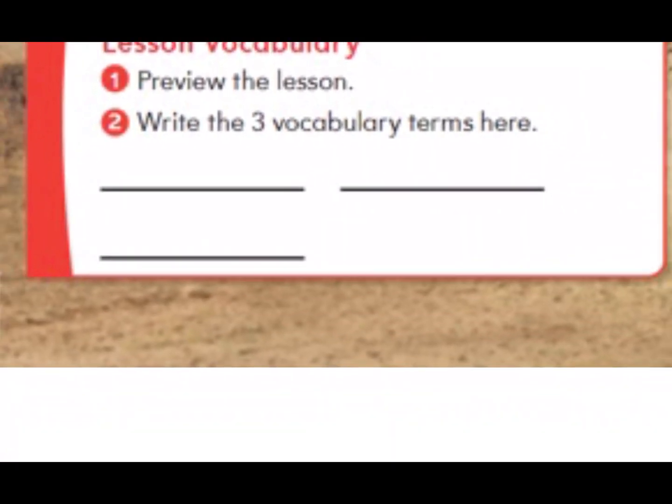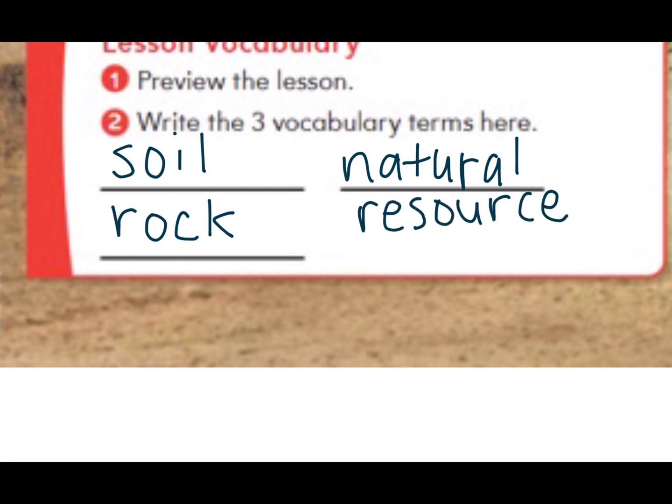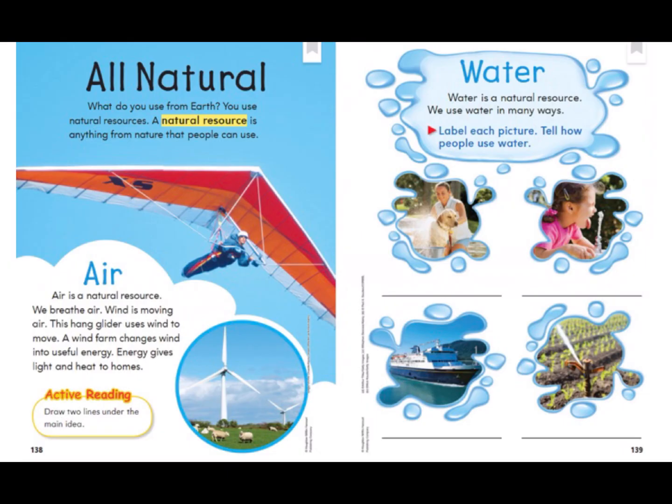The first word is soil, rock, and natural resource. Natural resource is too big for me to write on one line, and that's okay. Remember, you can always pause and play the video as needed. Let's go on to our next page.